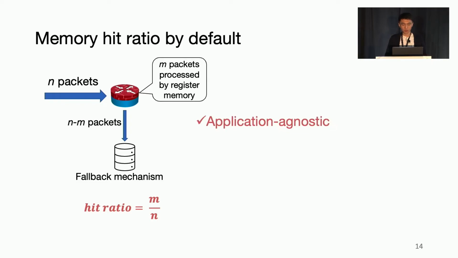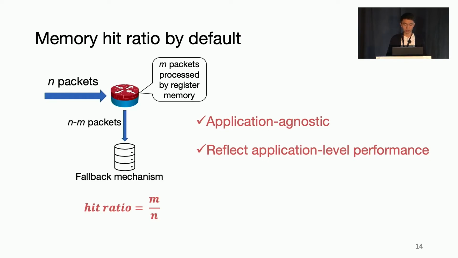There are three main reasons why we use memory hit ratio by default. First is application agnostic. For example, we do not have to compare the accuracy of a heavy hitter detection with the throughput of NetCache. Second, our observation is that for elastic applications, a register memory miss in packet processing usually affects the application level performance, such as the extra latency to process a packet with a fallback mechanism. And at last, the hit ratio can be computed online by tracking counters.